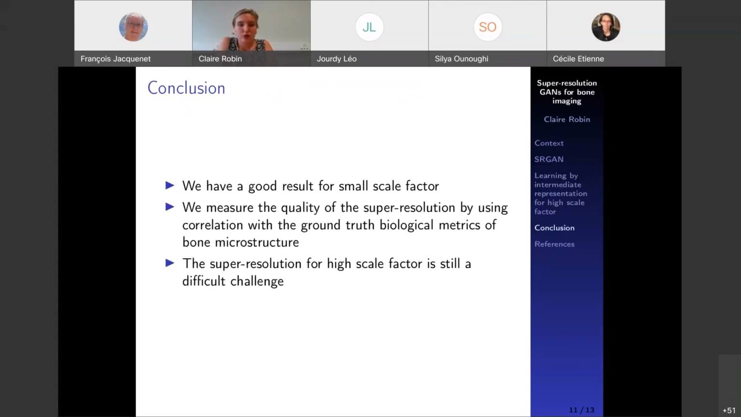So in conclusion, we have good results for small scale factors. We measure the quality of the super resolution by using correlation with the ground truth biological metrics of bone microstructure. But super resolution for high scale factors is still a difficult challenge. And one of the great questions is how much we can improve the resolution, because for a factor of 8, we have 1 pixel in a low resolution image which corresponds to 64 pixels in high resolution. So it's definitely a very hard task, and we don't know how much we can reconstruct the high resolution image.